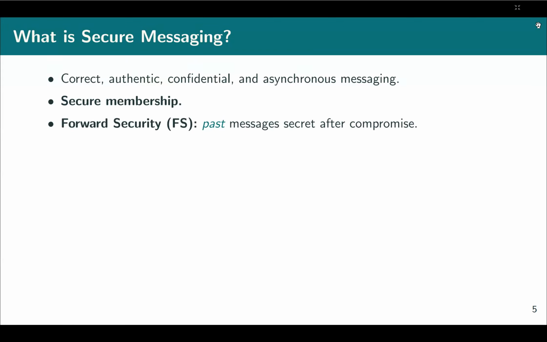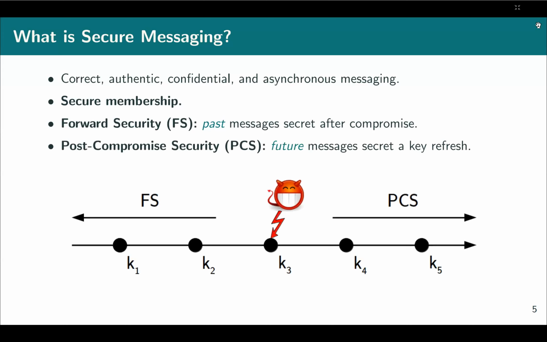And then we have forward security and we have post-compromise security, which everybody knows as standard, and they refer to what happens with the security of your keys before and after compromise. So if you are compromised at some point in time, forward security says that the keys you used before should remain secure. Post-compromise security says that if you do some kind of key update, then the future keys will be secure again.